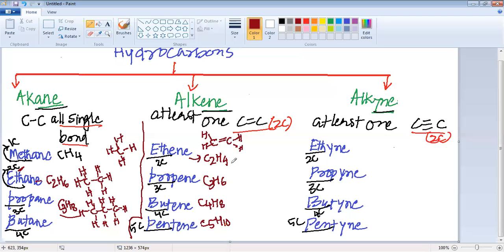C5H10. Now let us study the structure. C2H4 you have studied. Now we have 3 carbon, 1, 2, and 3. At least one of them should be a double bond. So let us say this is the double bond.